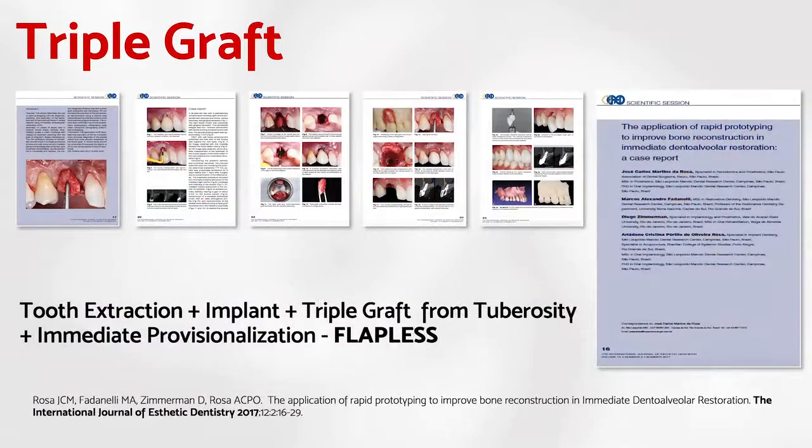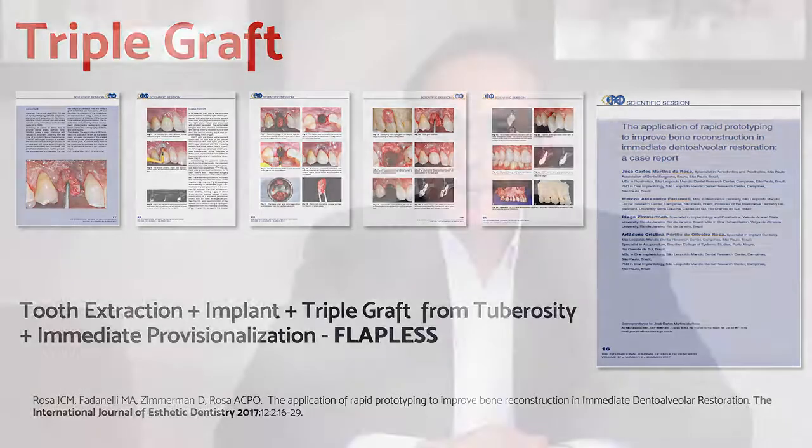This article was published in 2017 by the International Journal of Aesthetic Dentistry about this topic, the use of a triple graft to restore hard and soft tissue damage in one single procedure without opening the flap. In this module, it was possible to notice the importance of using a triple graft from the tuberosity to restore hard and soft tissue loss.